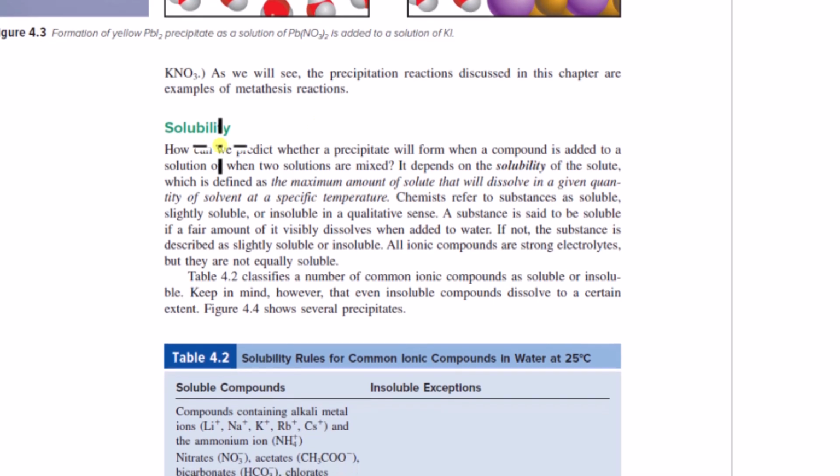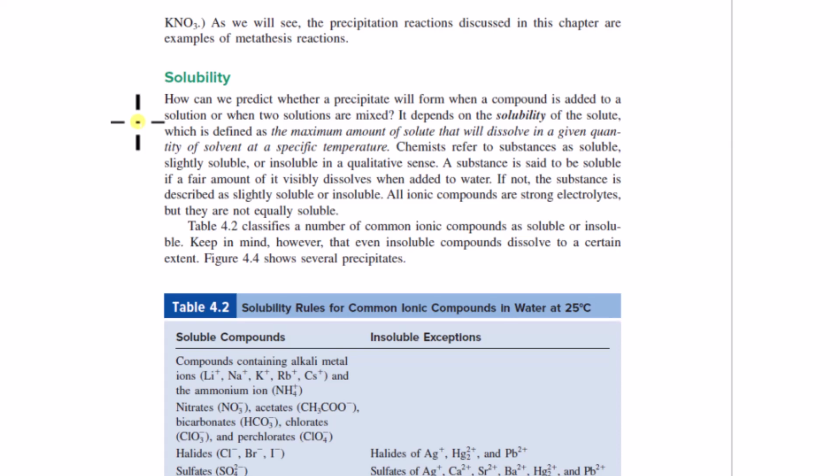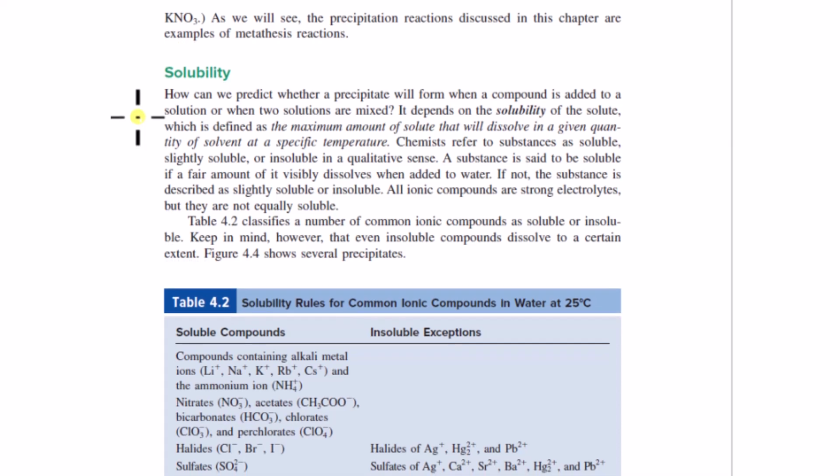Okay, solubility. So we can see that solubility properties of compounds are a big part of a precipitation reaction, right? Because what dictates if a precipitation reaction is going to occur in aqueous solution, which means something needs to precipitate out, is whether or not a resulting substance is soluble in water or not. That's what this is all about.